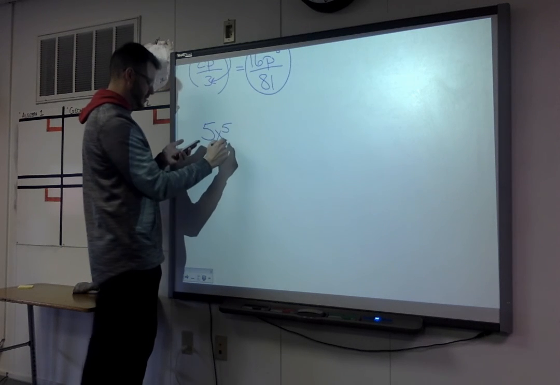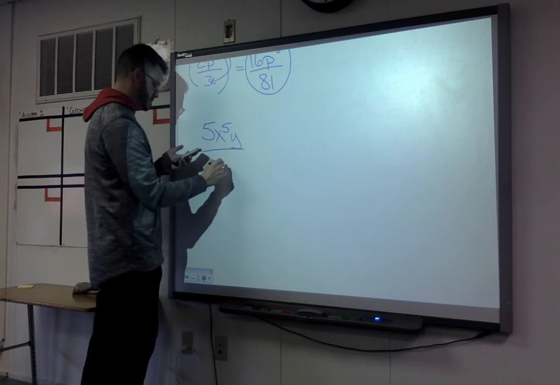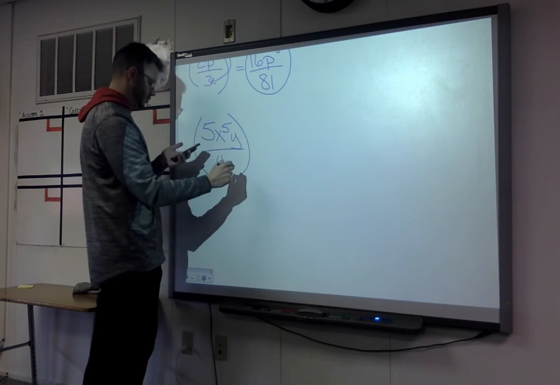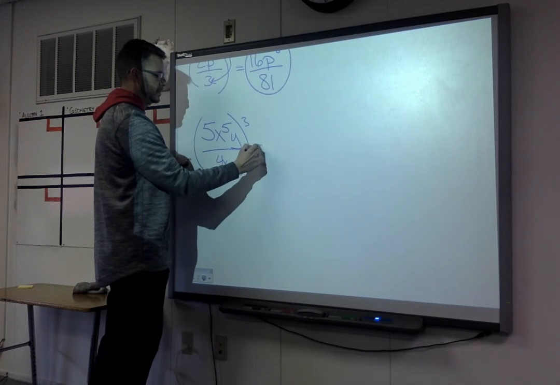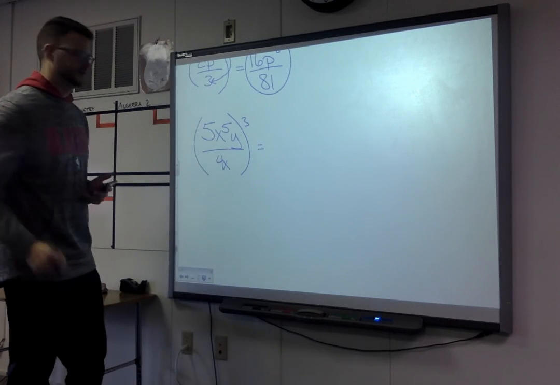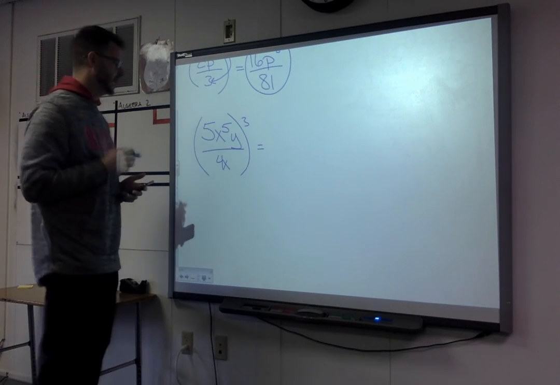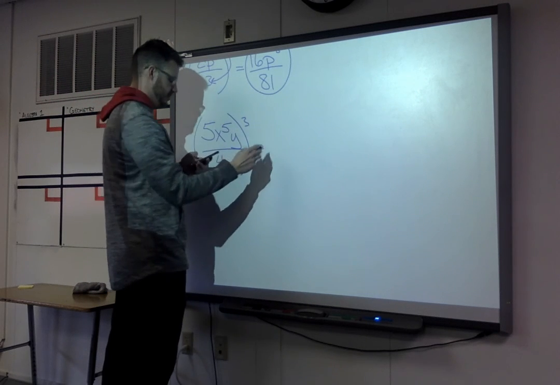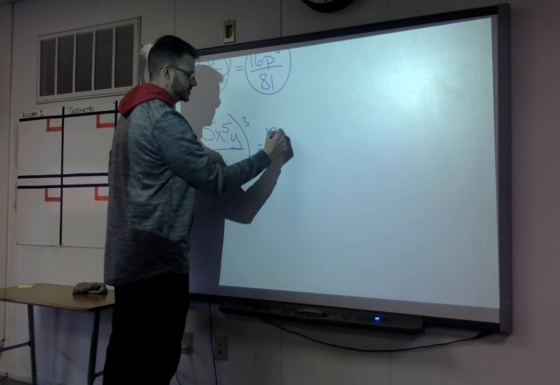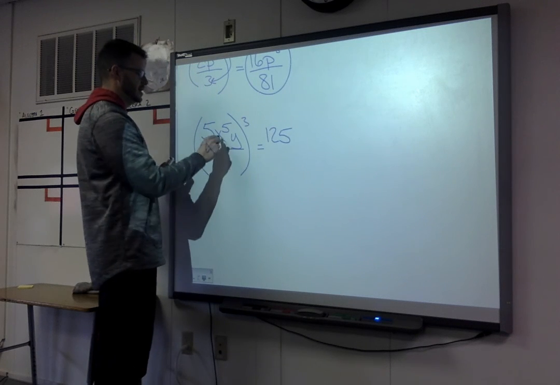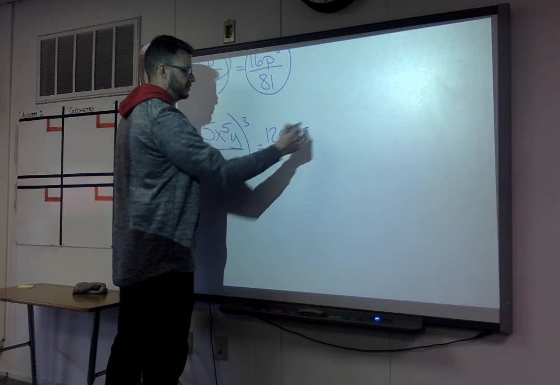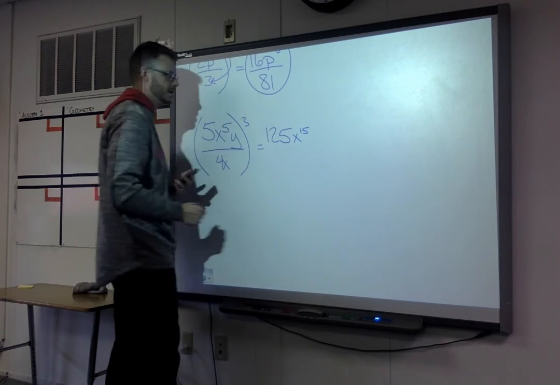5x to the 5th y over 4x, raised to the 3rd power. So again, we have to raise everything in this fraction to the 3rd power. So first we're going to go 5 to the 3rd power, which gives us 125. X to the 5th to the 3rd power would give us x to the 15th, 5 times 3.